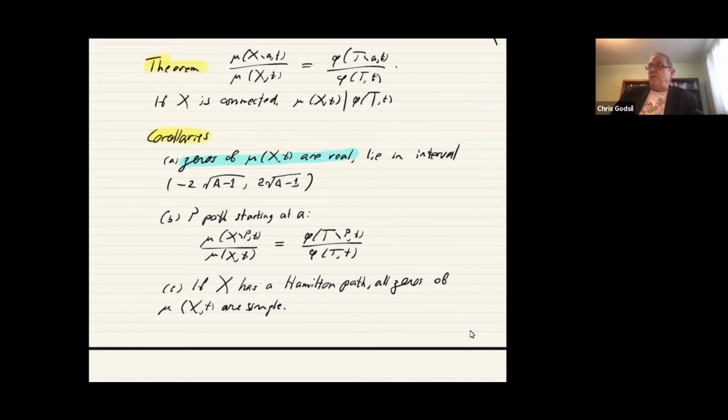Now, this is quite powerful because this now means you can take spectral results about trees and use them to deduce results about the matching polynomial. And the first thing you can see from this is that the zeros of the matching polynomial must be real because they're equal to the zeros of the characteristic polynomial of some tree.